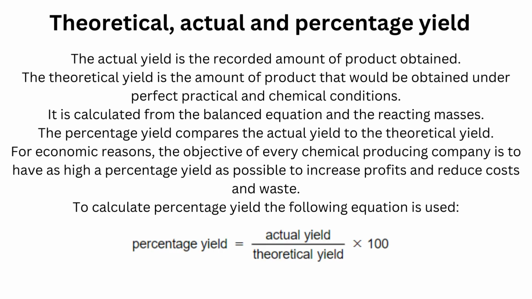The actual yield is the recorded amount of product obtained. The theoretical yield is the amount of product that would be obtained under perfect practical and chemical conditions. It is calculated from the balanced equation and the reacting masses. The percentage yield compares the actual yield to the theoretical yield. For economic reasons, the objective of every chemical producing company is to have as high a percentage yield as possible to increase profits and reduce cost and waste. To calculate percentage yield, the following equation is used. Percentage yield equals actual yield over theoretical yield times 100.